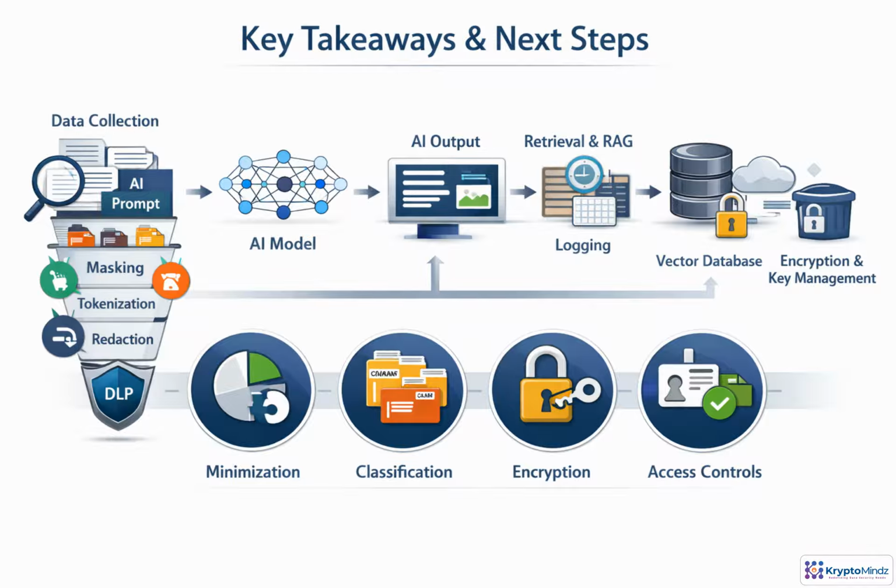Data protection is an end-to-end discipline. Sensitive data can surface in prompts, outputs, logs, embeddings, retrieval systems, and storage. Strong programs minimize and classify data, then apply tokenization, masking, redaction, DLP, encryption, key governance, retention, and access control. Next, we'll connect these controls to cloud and workload security.